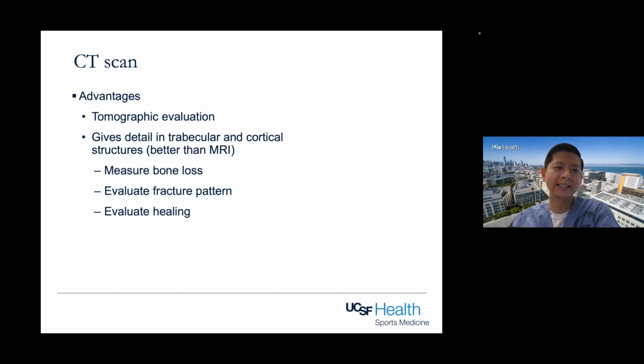Now, the CT scan does have advantages in terms of 3D shape and measuring bone loss, and it's actually better than the MRI for some of these, and especially fractures and fracture healing. The CT scan is much more effective than an MRI for evaluating this.